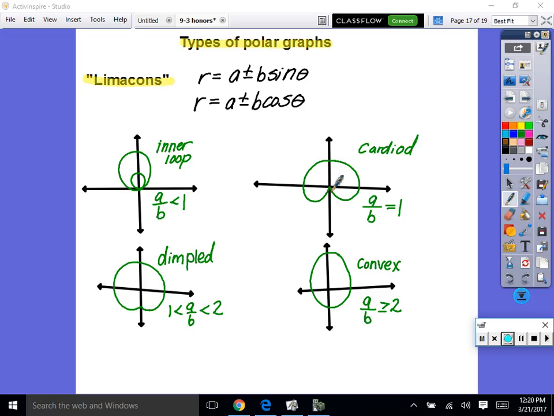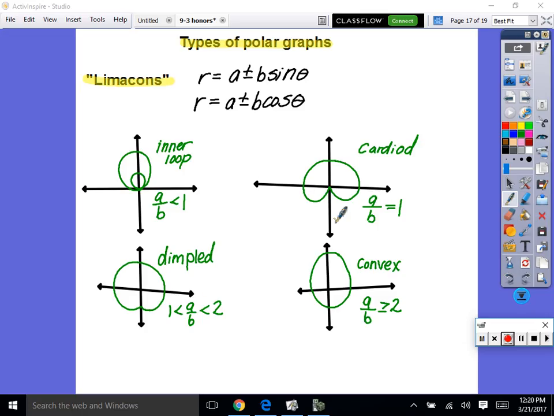So to me, this is a cardioid because it touches here, but this is just dimpled because it doesn't come all the way up. It's not like a heart. It's just dimpled. It has a little dimple. How cute. If a divided by b is greater than 1 but less than 2, you're going to have a dimpled graph.